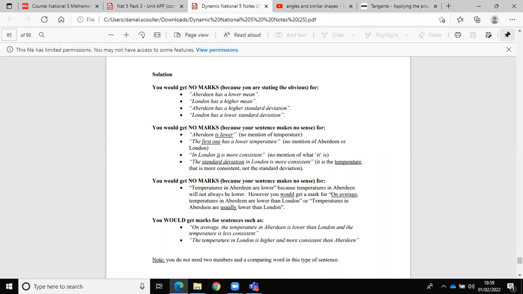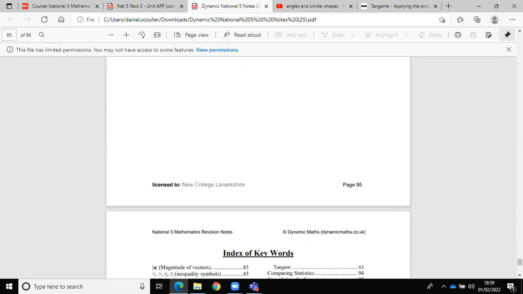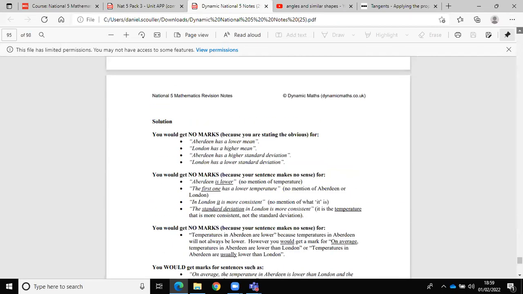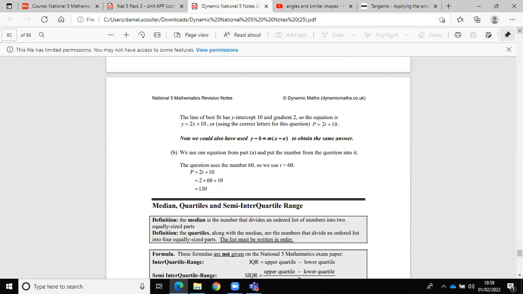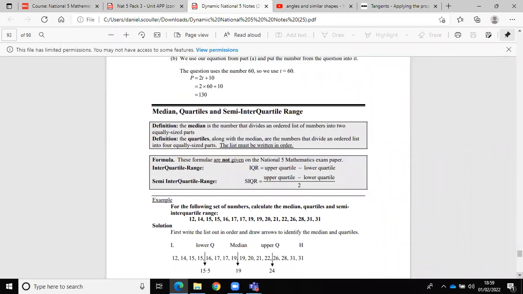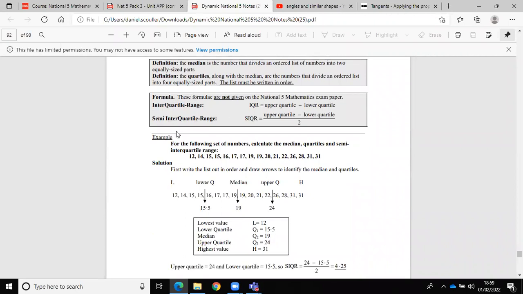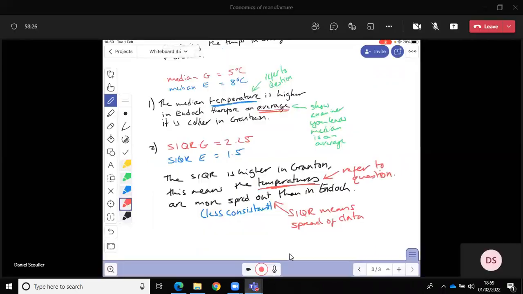So have a wee read of that. That's page 95 of the dynamic notes. I quite like that. It doesn't go into too much depth. Shows you what we just spoke about there. Have a wee look at that in your own time. Let's do a couple more examples.